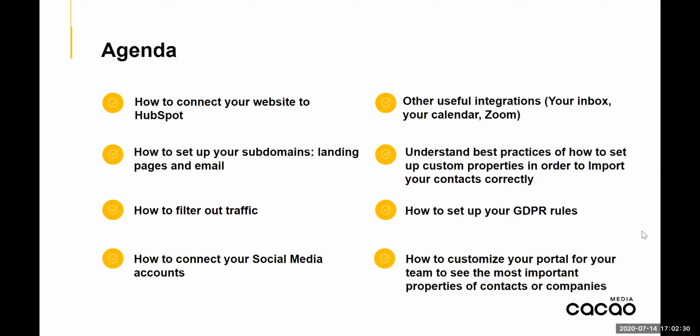And last but not least, we will talk about how to customize your portal for your team to see your most important properties. Of course, you would see that HubSpot has over 500 properties for contacts, companies and deals. You often don't need to see everything at once, but you do want to make sure that your team is filling out the correct information for each contact or company or deal that's coming in. So we'll show you how to set those criteria.